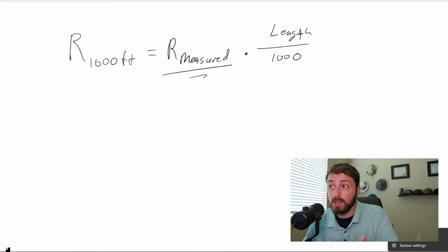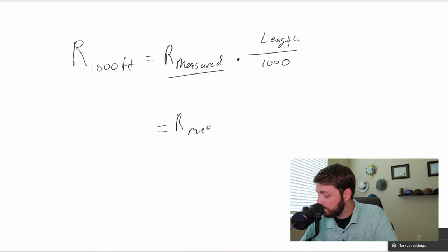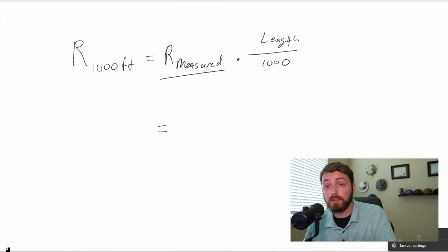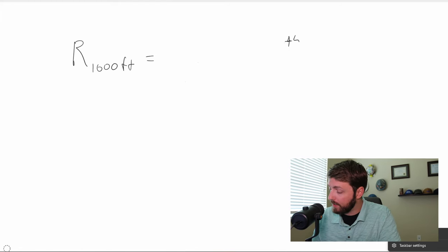So if I have a 250 foot piece of bus duct, my R measured would be times 250 over 1,000. So we're essentially dividing our measured value by a quarter. If it was a 4,000 foot piece of bus duct, you divide that number by four to get your 1,000 foot measurement. Okay, I think we beat that horse to death. That makes a lot of sense, doesn't need a lot of explanation.